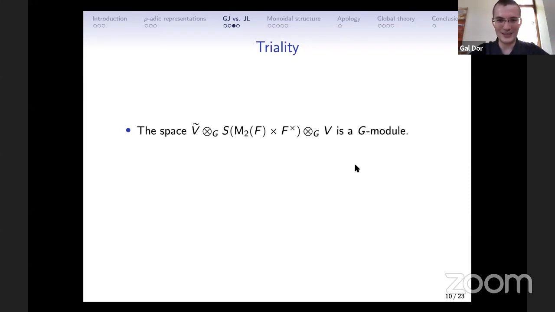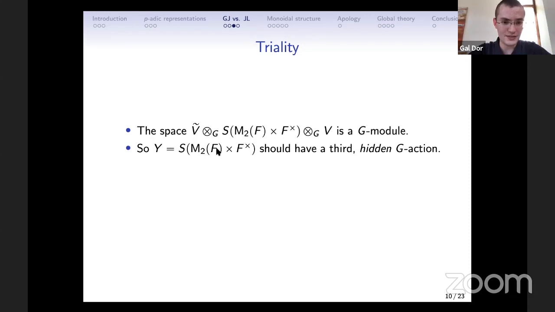So first of all, as Erez said, something very weird happened here. I said that this space on the left-hand side, which is not a priori a G module, is isomorphic to a G module. So that means it should have some kind of G structure. It's not clear where this should come from, because this space of test functions, functions on M2F times F star, has an obvious left G action and an obvious right G action, but I've used both of them already. So I need to have some third G action that commutes with both in order to have a G action on this tensor product.